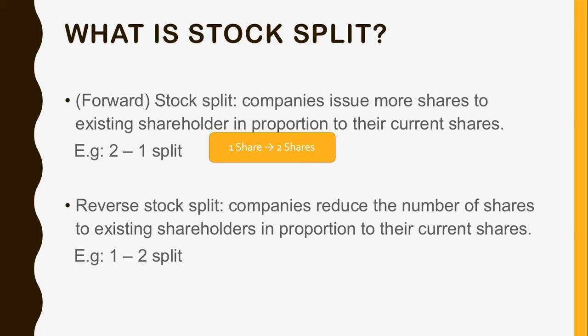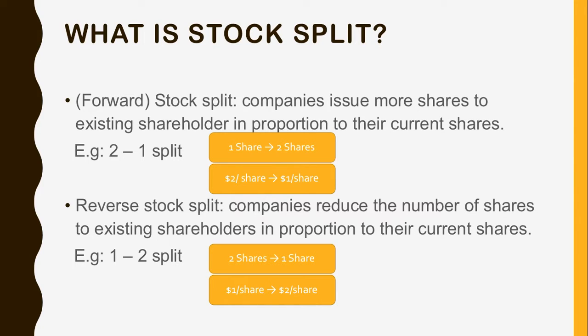At the same time, the stock can be traded at half of its original value, so in total the overall value of all stocks does not change. A reverse stock split works opposite to a forward stock split. Companies reduce the number of shares outstanding and raise the value of stocks to existing shareholders. If a company divides its number of shares by half, it is called a 1-for-2 split.